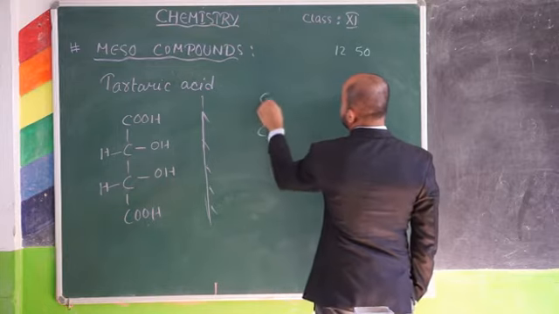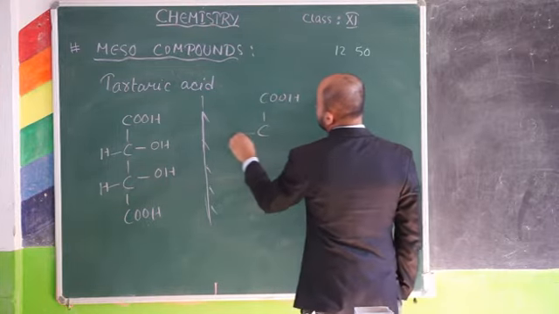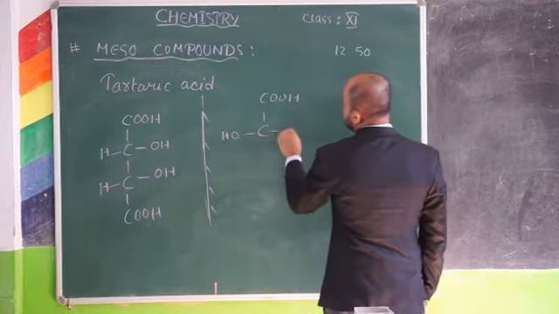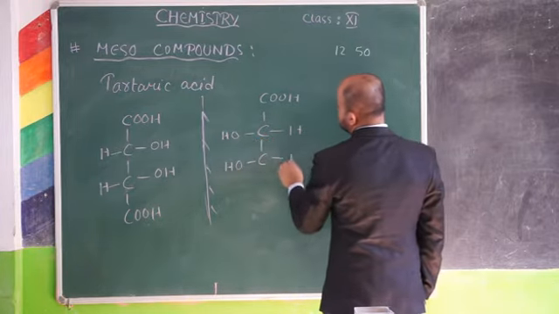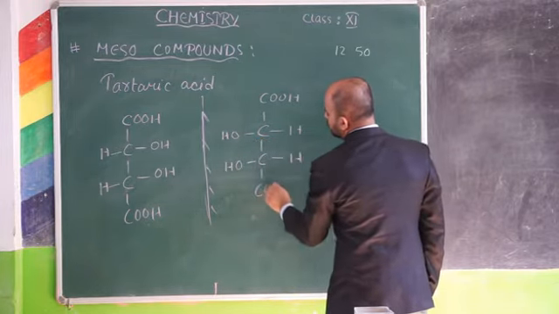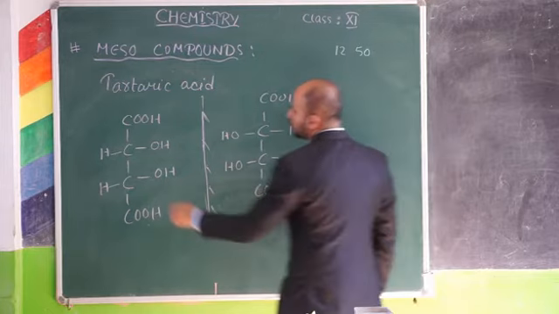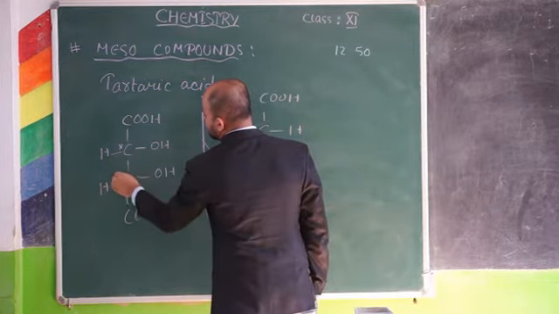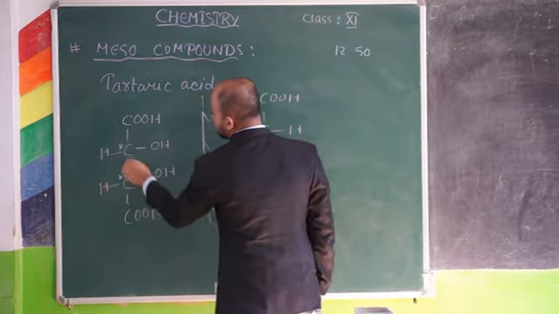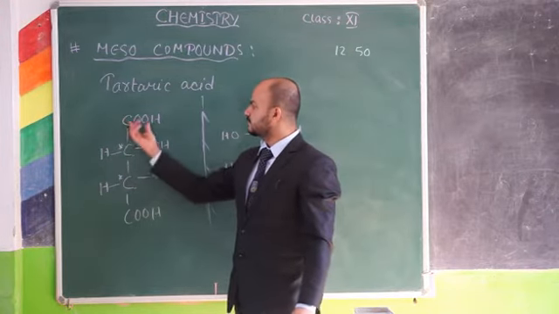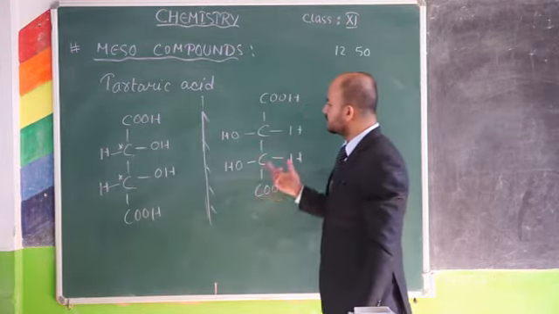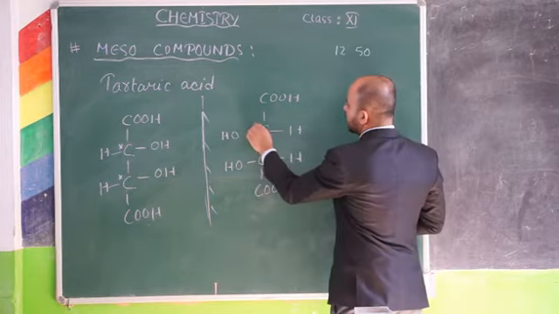You find COOH, OH, H, COOH, H. So both these carbons, see, this carbon as well as this carbon, both these carbon centers are chiral carbons because they have 4 different groups. And this is the mirror image, and this carbon as well is what?